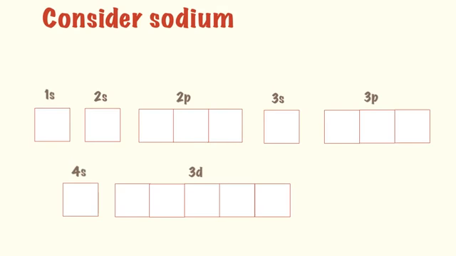In a similar way, let's do the one for potassium. Potassium, from the periodic table, is number 19, so it tells us it's 19 protons and 19 electrons. So similarly, let's start filling it up.